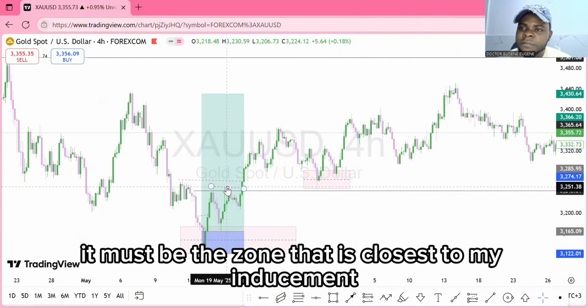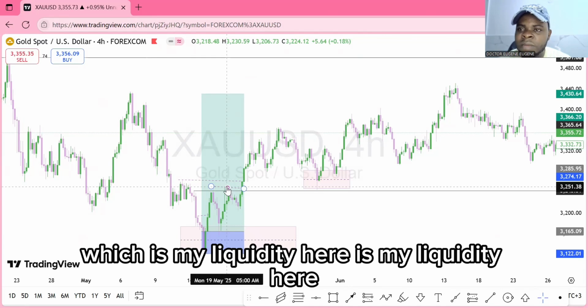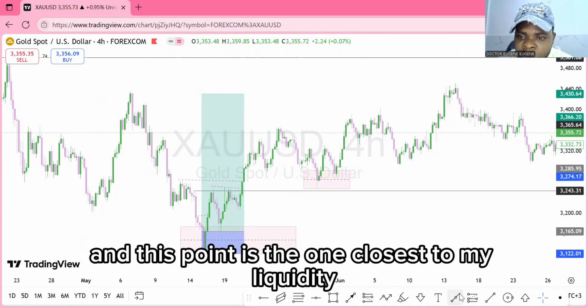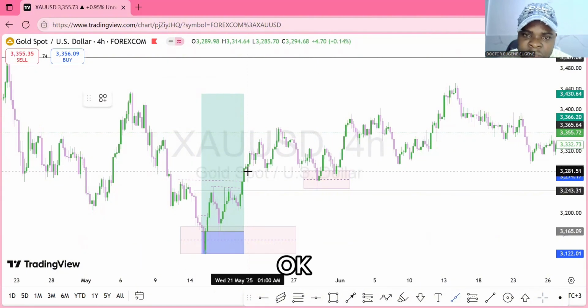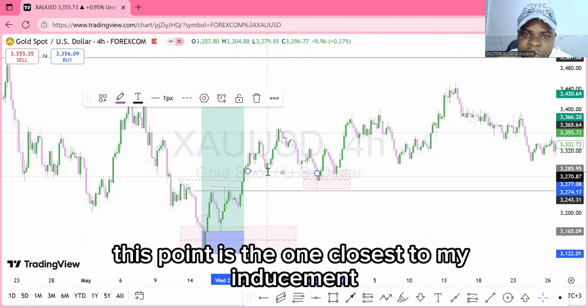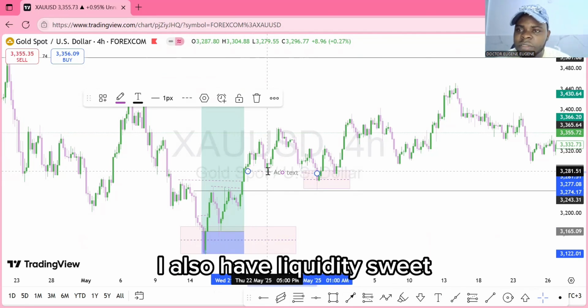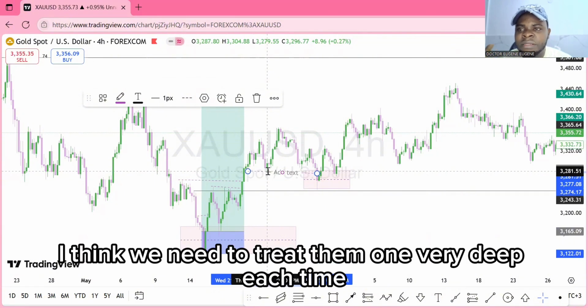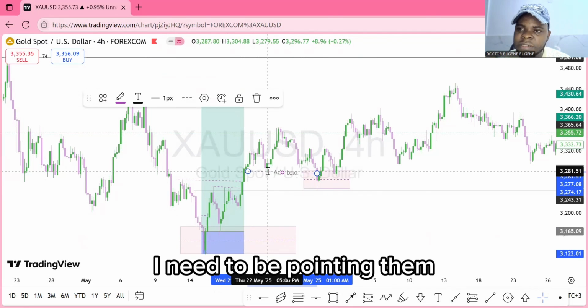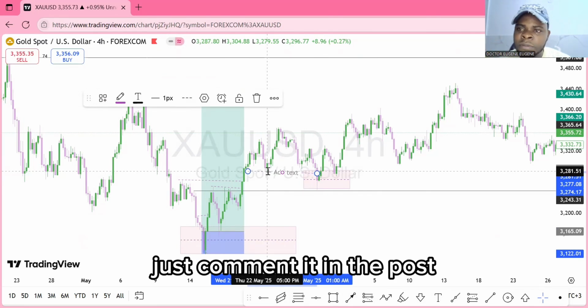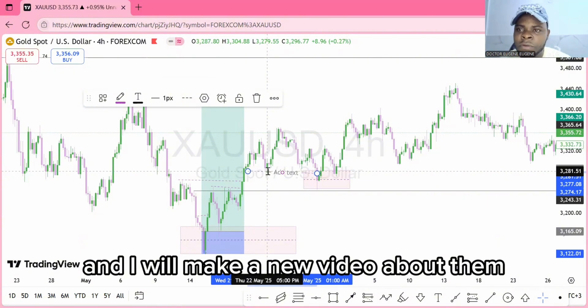2, it must be the zone that is closest to my inducement, which is my liquidity. Here is my liquidity here. And this point is the one closest to my liquidity. This point is the one closest to my inducement, which is my liquidity level. I also have liquidity sweep, but that one, I think we need to treat them one very deep each time. But I need to be pointing them so that if I forget to talk about it, just comment it in the post and I will make a new video about them.